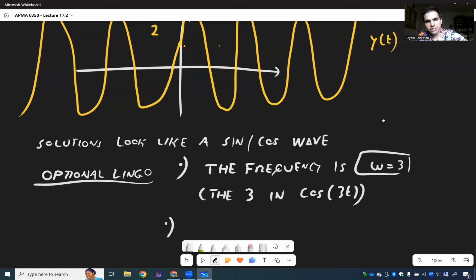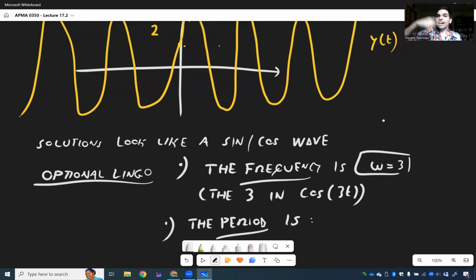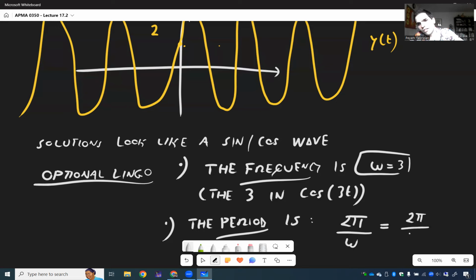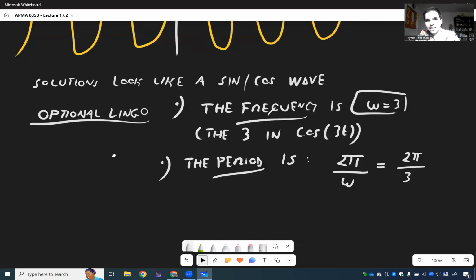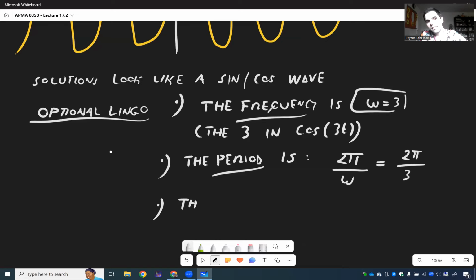And then the period. Omega equals 3 is like 3 times, so it makes 3 revolutions in 2π. So the period is simply 2π over omega, which is 2π over 3. So three revolutions to make 2π. That's one thing. And then the amplitude: how big is the wave?